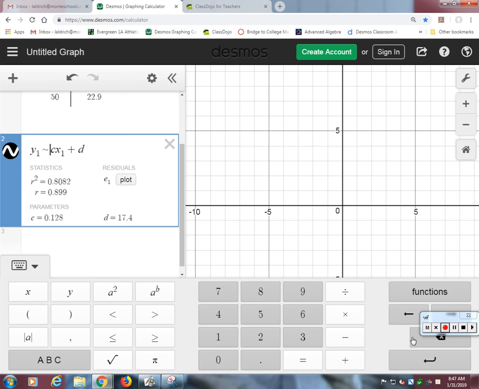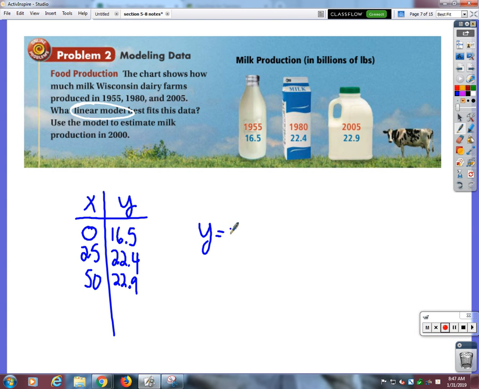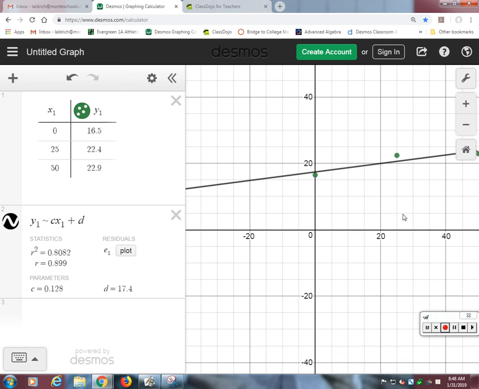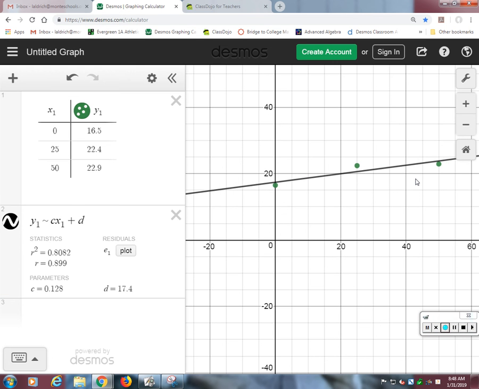So in this case, it says the slope is 0.128 and the y-intercept is 17.4. So this would be y equals 0.128x plus 17.4 is the equation that we came up with for that. Okay, and if we graph this, or if I zoom out, you can see that it does miss the points a little bit, and actually the cubic was 100% perfect, so that would have been better, but for whatever reason, they would like us to use a linear function for this one.